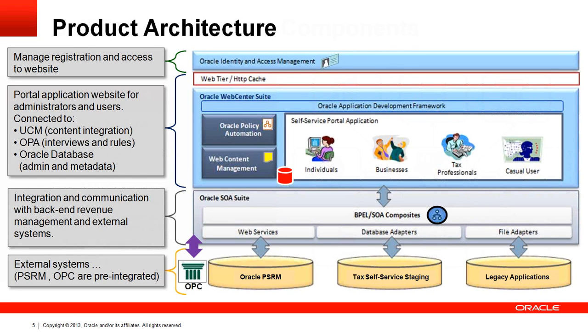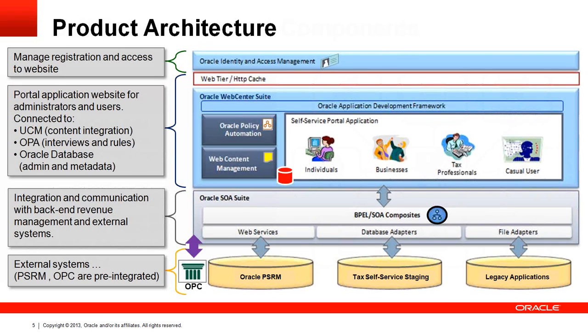The second layer is basically the core. This is the layer that runs the website, the portal application. This is the website that serves two communities, the site administrators and the end users that use the website. This is where we will find the integration with Oracle Policy Automation. This is where we will find the connections to WebCenter Content, UCM, and this is where we will find a link to the Oracle database that manages the admin and metadata for the website.